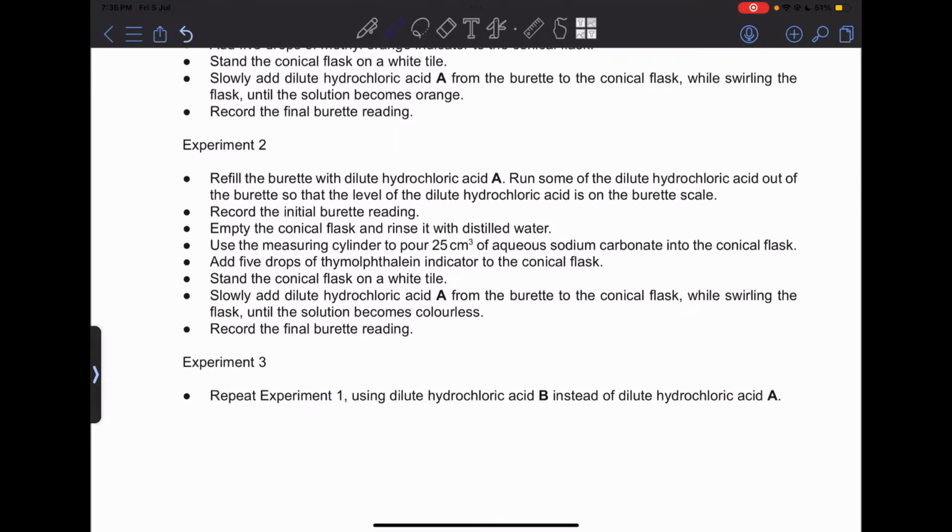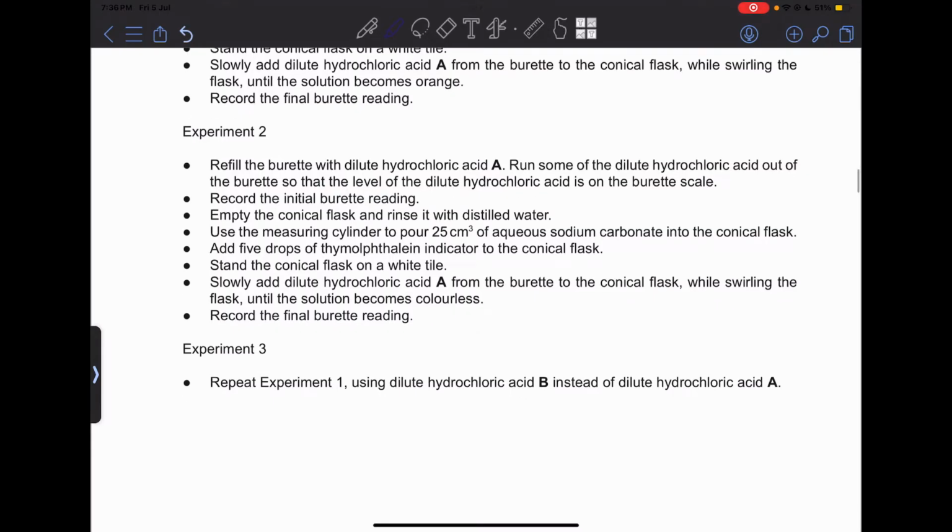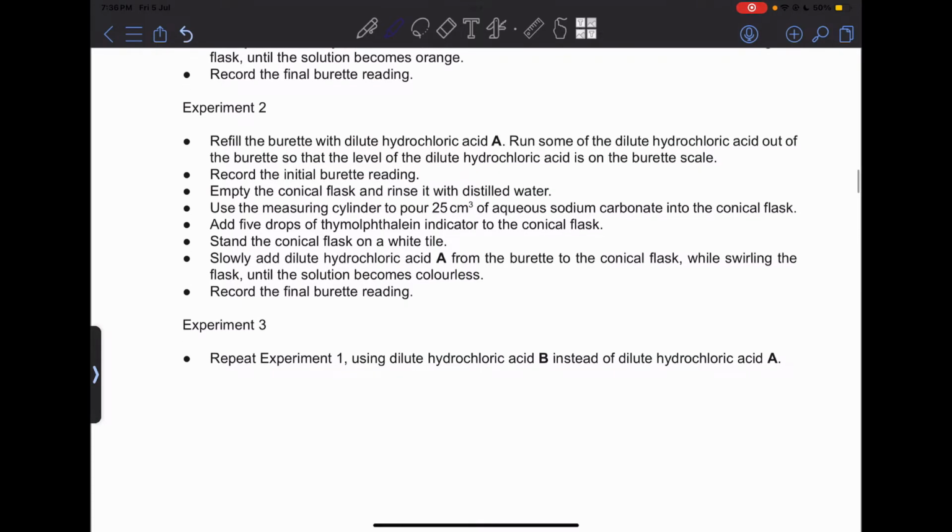Record the final burette reading. In experiment 2, refill the burette with dilute hydrochloric acid A. Run some of the dilute hydrochloric acid out of the burette so that the level of hydrochloric acid is on the burette scale. Record the initial burette reading. Empty the conical flask and rinse it with distilled water, and use the measuring cylinder to pour 25 cm³ of aqueous sodium carbonate into the conical flask. Add 5 drops of thymolphthalein indicator to the conical flask.